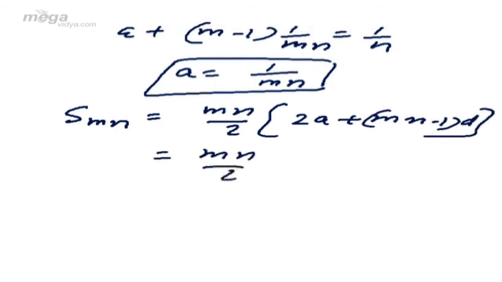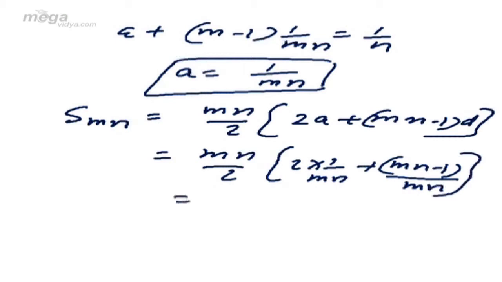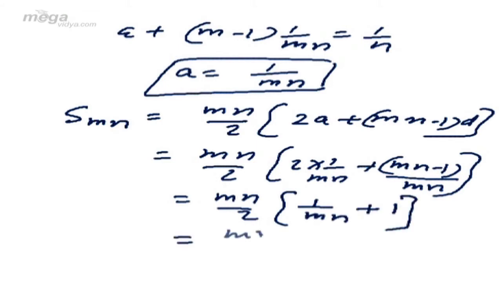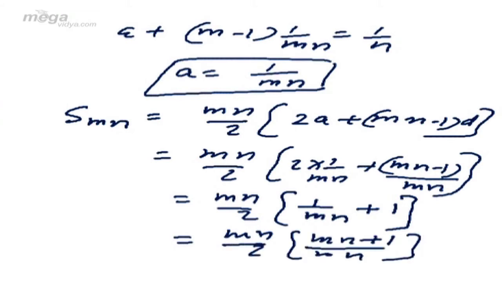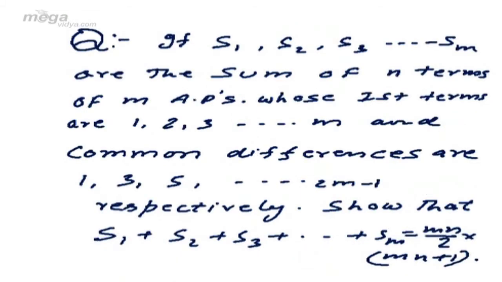Mn by 2, that is 2 into 1 by mn plus mn minus 1 by mn. It becomes mn by 2, that is 1 by mn plus 1. This becomes mn by 2 into mn plus 1 upon mn, which gets cancelled by this, that is 1 by 2 into mn plus 1. This is the Smn.